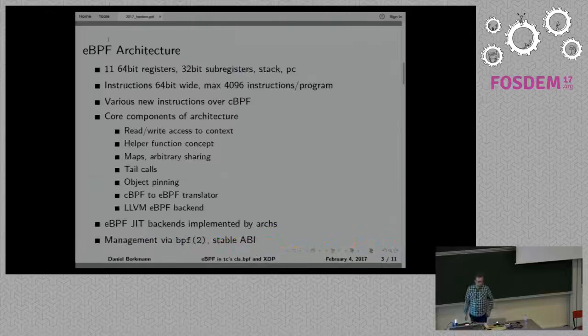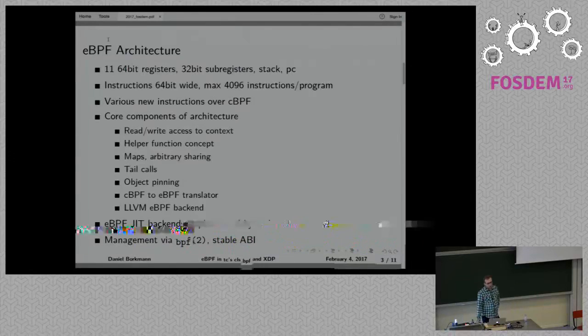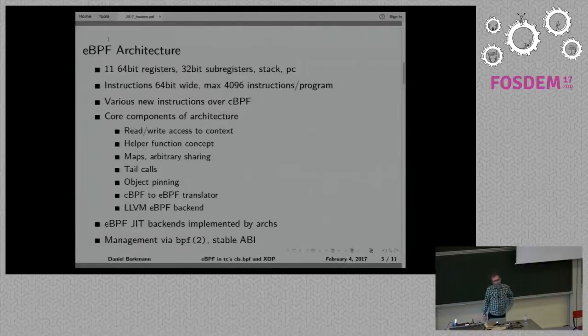So first, before I dive into the details of both subsystems, I want to present shortly the eBPF architecture. It consists of 11 64-bit registers. You also have 32-bit sub-registers there. You have a stack that is limited, currently 512 bytes on the kernel stack. Implicitly a program counter, of course. The instructions are fixed size, 64-bit wide, and you can have a maximum of 4096 instructions per program, which doesn't seem like much, but you can still do quite a lot and also quite complex things with it.